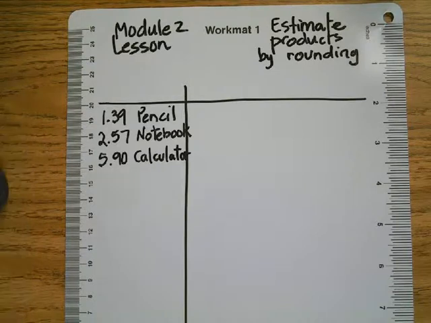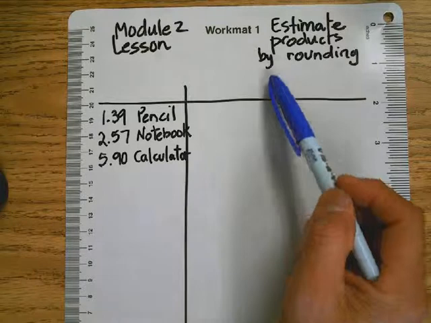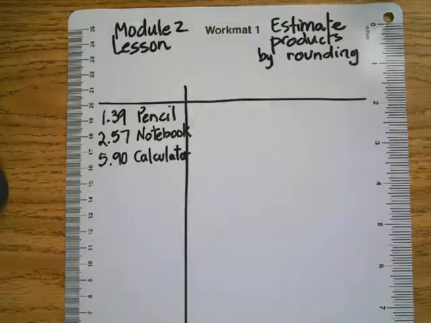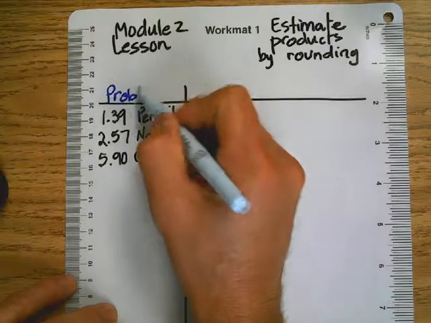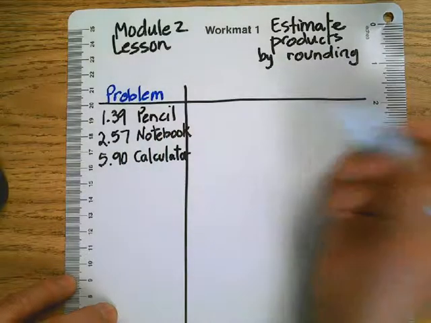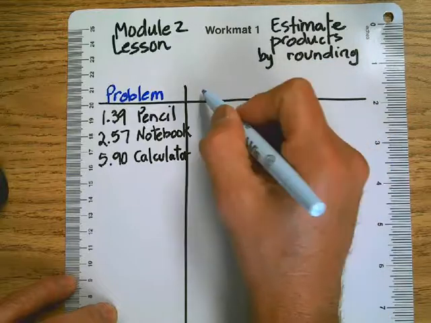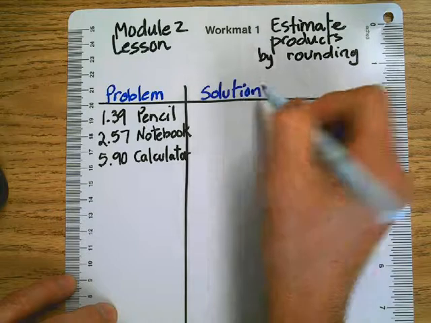Yes, my friends, we're going to continue with the Eureka model. We are in module 2 lesson 1, and this is a lesson in which we estimate products by rounding them. I just wanted to give you the why students need to learn how to estimate by rounding. Here's the solution. Okay, so here's a problem.